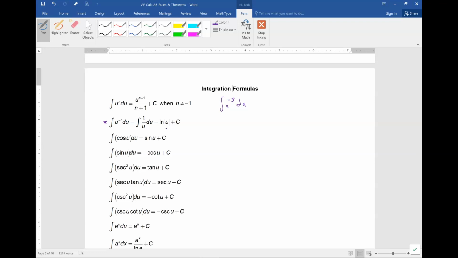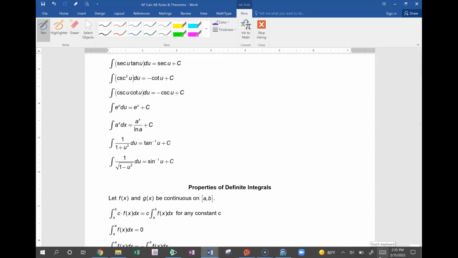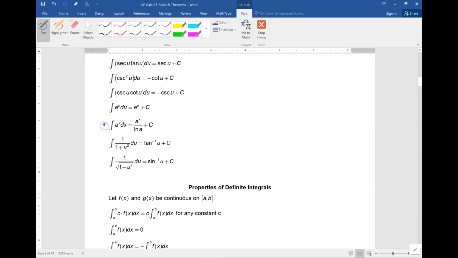So then we've got the trig functions. And then, so again, this is like the analogous part to that. This is the integral for a to the x. It's divided by ln of a. And then these are your inverse trig functions. Okay?